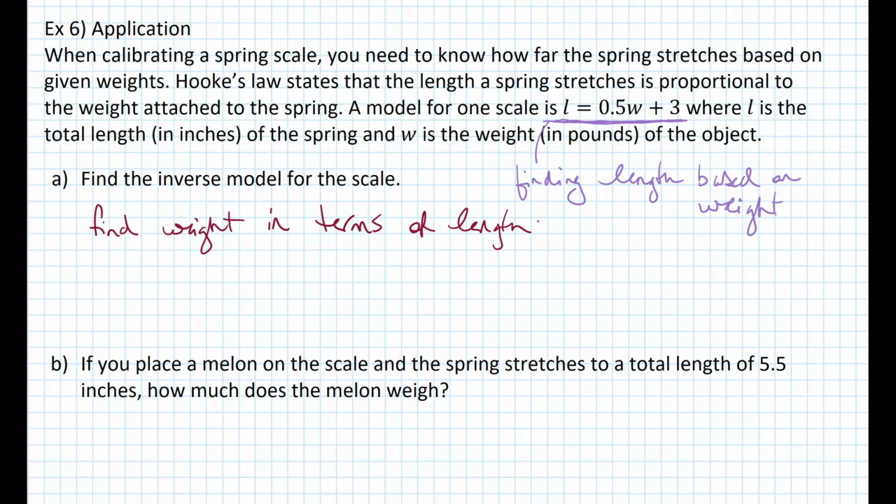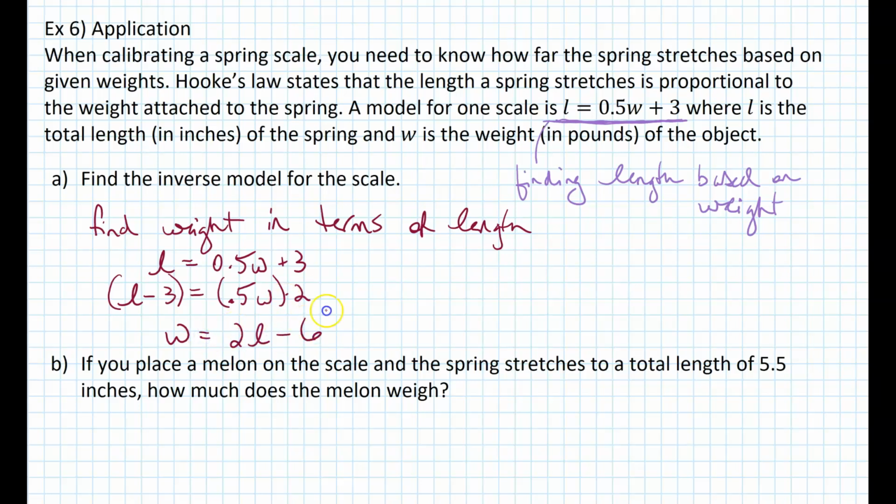So again, I'm not going to switch my variables around. I'm just going to isolate the W. So again, if we're starting with length is equal to 0.5w plus 3, and we're solving for w, that means subtracting the 3 from both sides. That gives me 0.5w. That's 1/2, so if I multiply both sides by 2, that's going to give me w is equal to 2L minus 6.